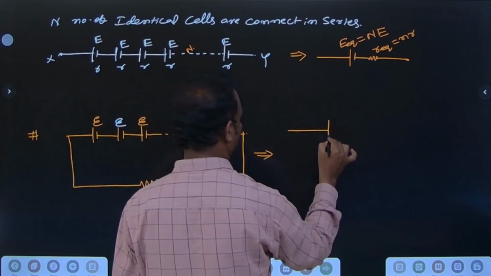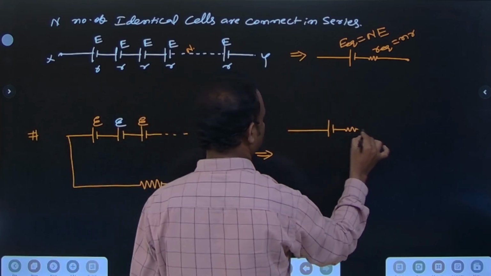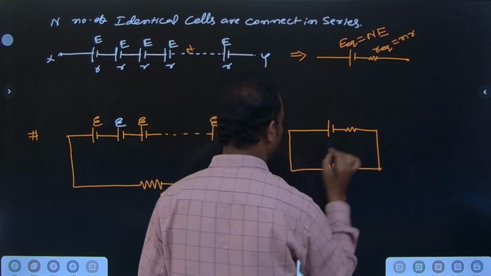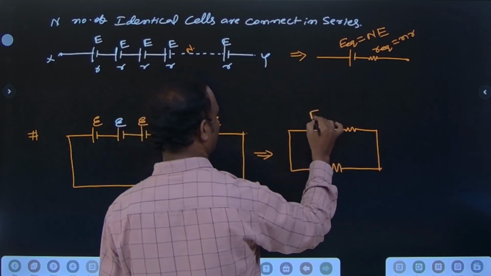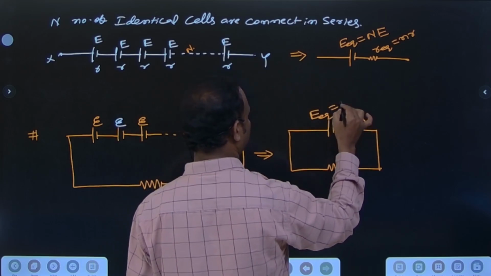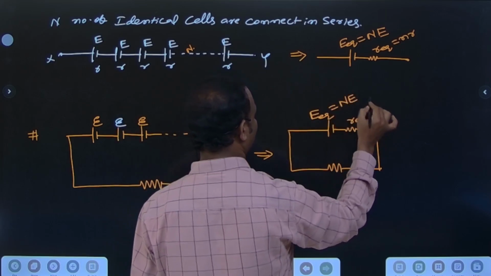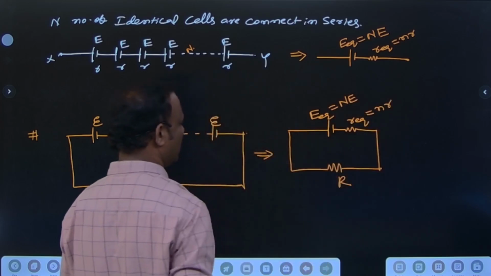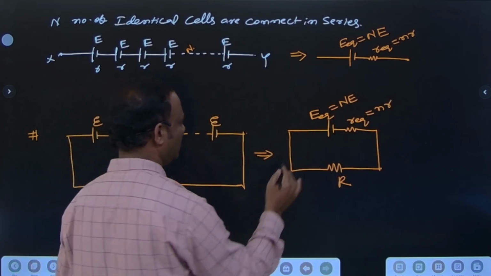So this is the cell, and its internal resistance is small r, and the external resistance is capital R. So this is E equivalent and this is R equivalent. E equivalent is equal to nE. R equivalent is equal to nr. This external resistance is capital R.